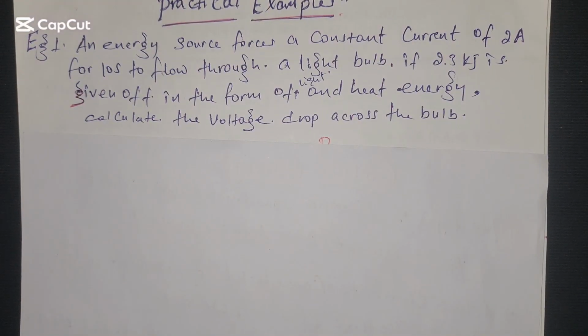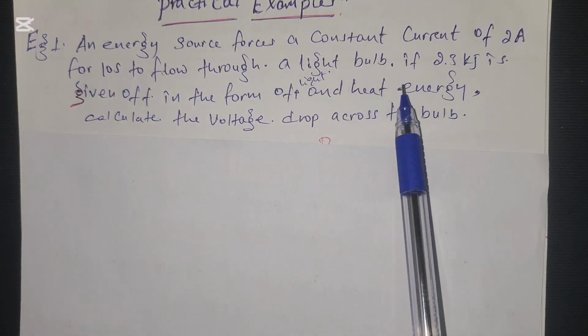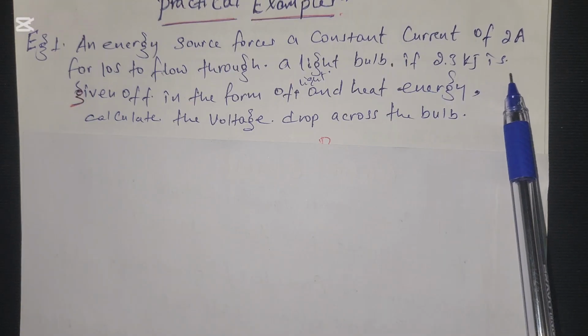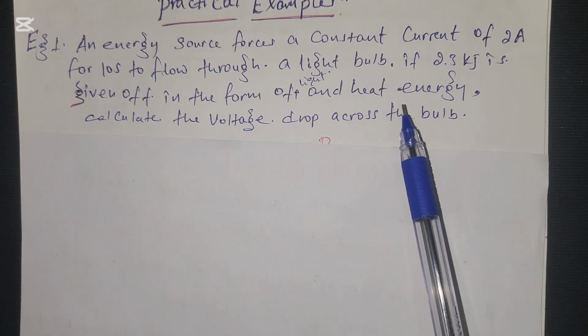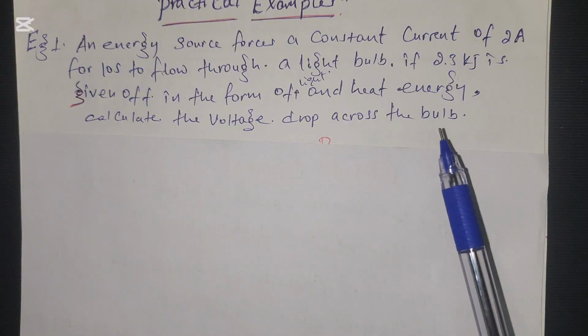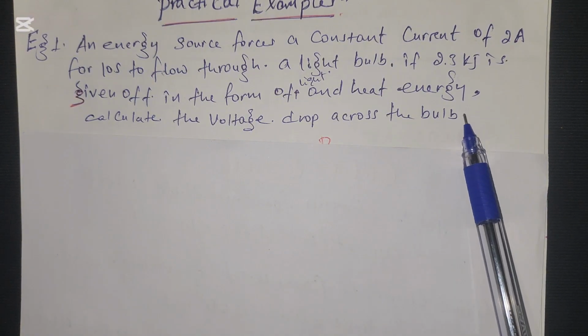So let us solve problems which are connected with power and energy, electric power and energy. An energy source forces a constant current of 2 ampere for 10 seconds to flow through a light bulb. If 2.3 kJ is given off in the form of heat and light energy, calculate the voltage drop across the bulb.